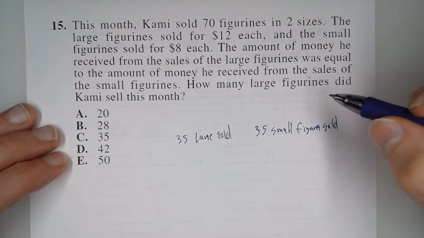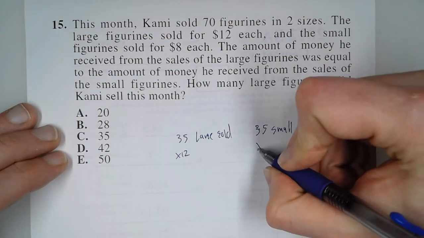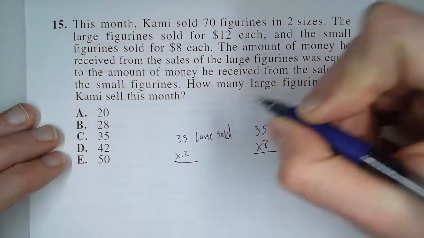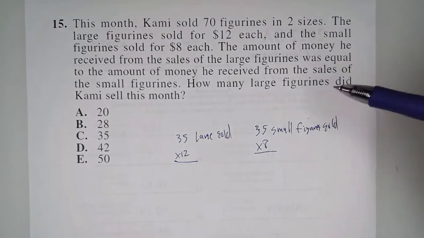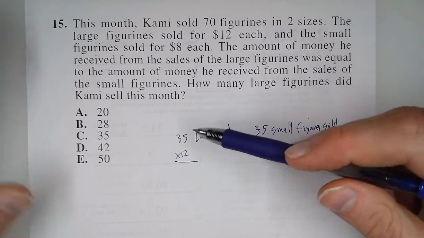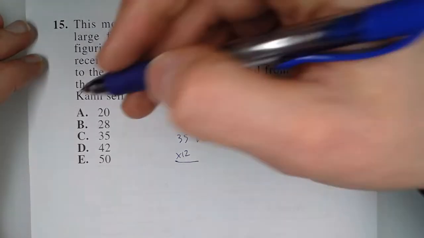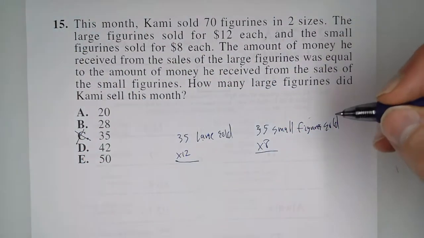Now it says the large sold for 12 each, and the small sold for 8. But it said the amount of money made on the large and the small are equal. Well, is this going to be true? Well, it can't be. We have the equal number of figures sold, but the large sold for more. So letter C is not the answer.